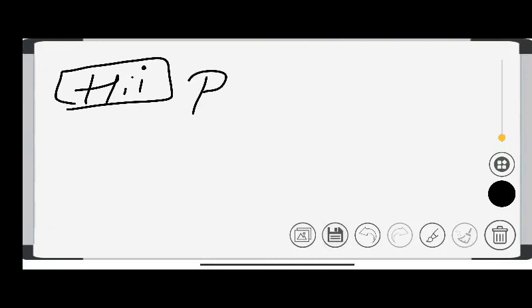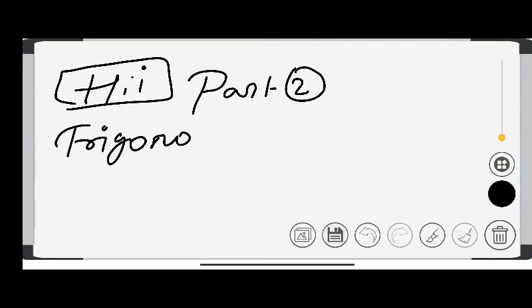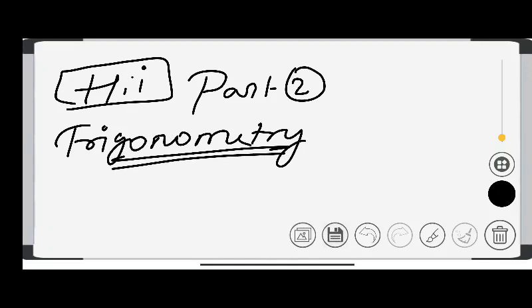This is part 2 of trigonometry. Let's revise it. Let's revise the previous session, what we have done. Let's go.